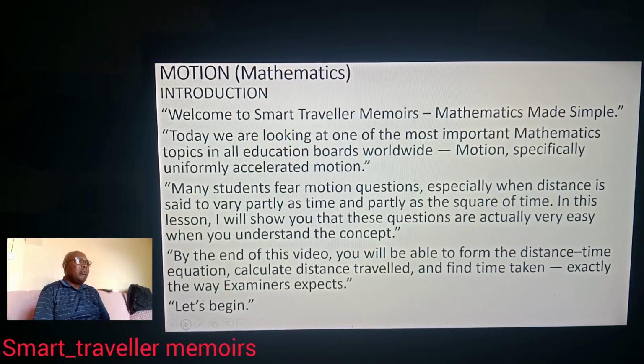Many students fear motion questions, especially when distance is said to vary partly as time and partly as the square of time. In this lesson, I will show you that these questions are actually very easy when you understand the concept. By the end of this video, you will be able to form the distance-time equation, calculate the distance traveled, and find time taken, exactly the way examiners expect. Let's begin.